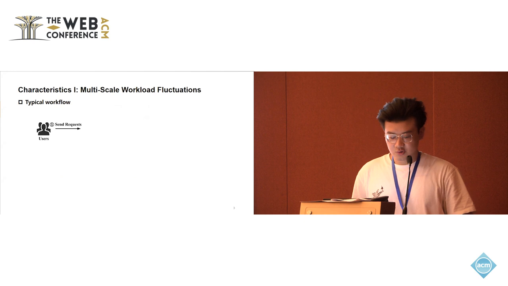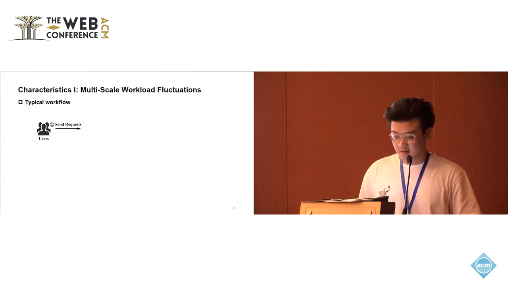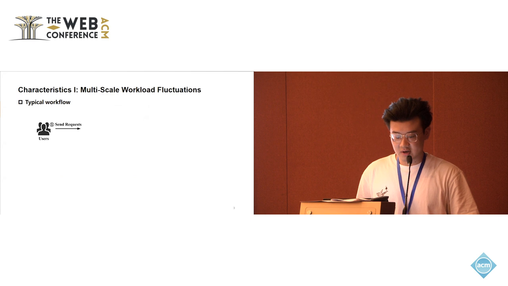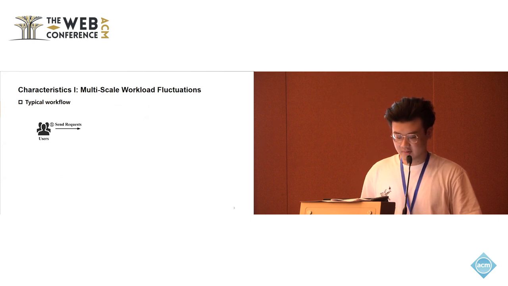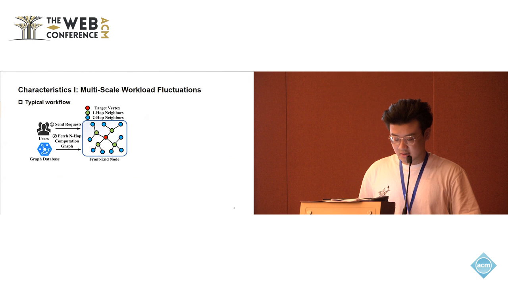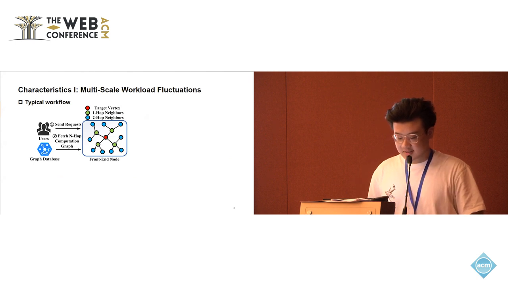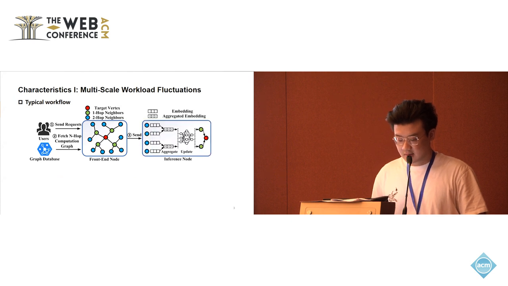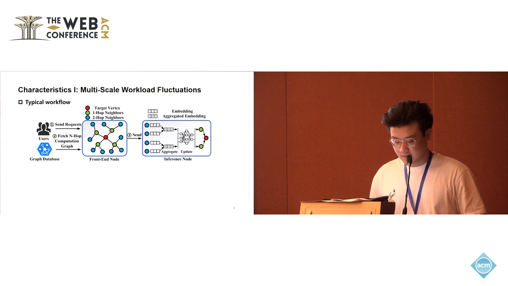We summarize two characteristics of GNN inference workloads, the first being multi-scale workload fluctuations. First, we introduce the typical workflow. When a request arrives, the user is set as the target vertex, and an n-hop computation graph is fetched. Then, the graph is computed layer by layer. The workload fluctuates at three levels.